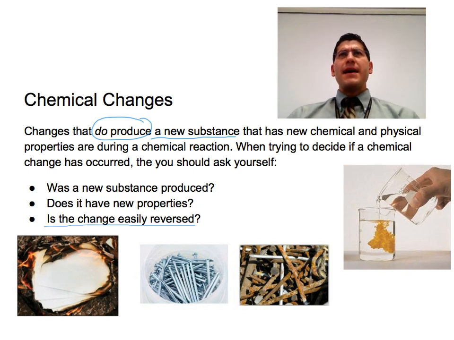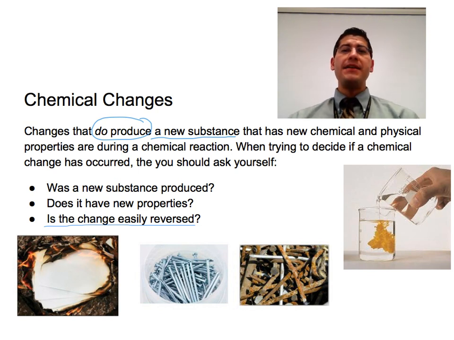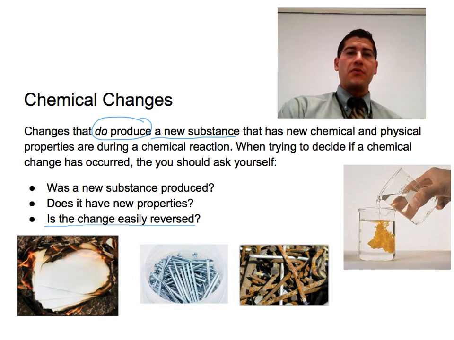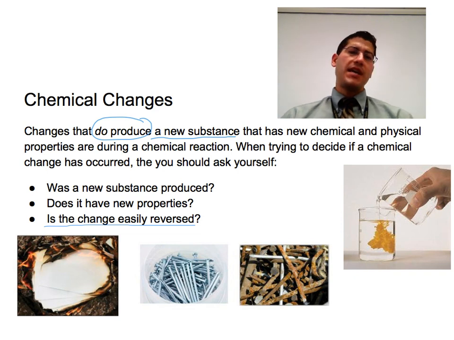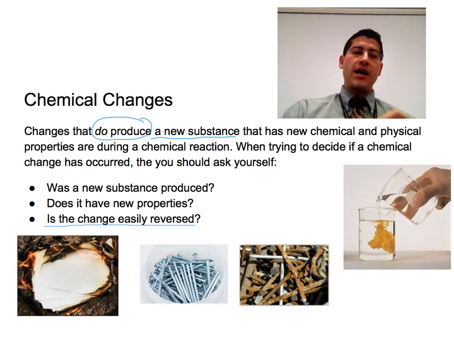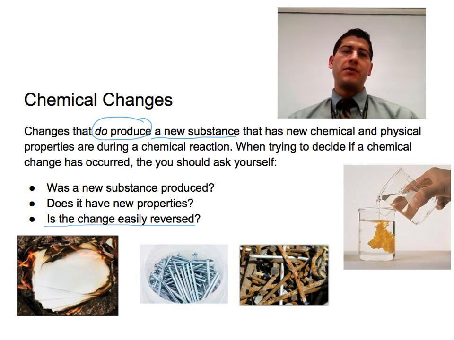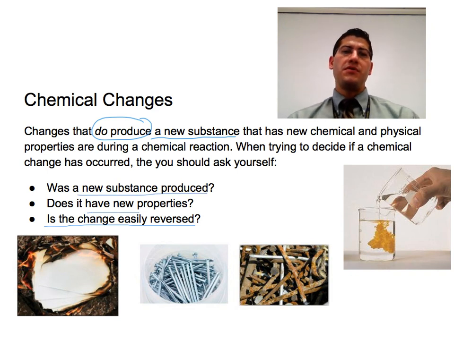Now, chemical changes can be reversed at times. We could separate water into oxygen and hydrogen gas, and then in a separate chemical reaction, we could rearrange them to form water again. In most cases, though, chemical reactions are irreversible, or they're very difficult to reverse. Whenever trying to determine whether or not a change is physical or chemical, just keep in the back of your mind, is a new substance that has new properties being produced by this change?